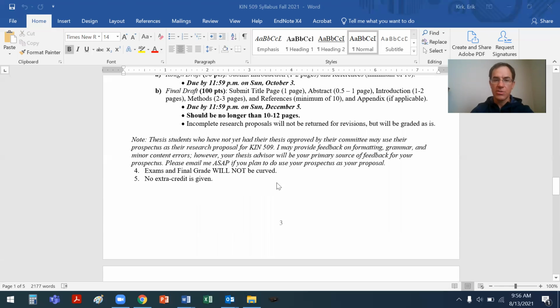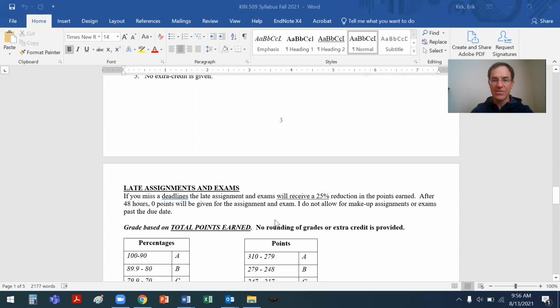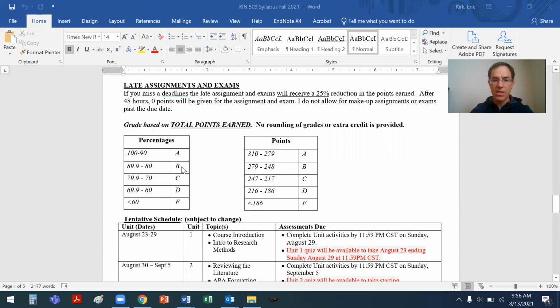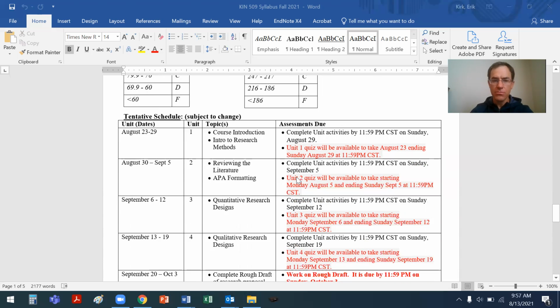Again, exams and final grades will not be curved. No extra credit is given. Late assignments receive an automatic 25% reduction. And here's the breakdown of percents for A, B, C, D, and F. We go by points. So if you're at 279, you're an A. If you're at 278 or lower, you would be a B. So 278 would be a B, and so forth and so on.